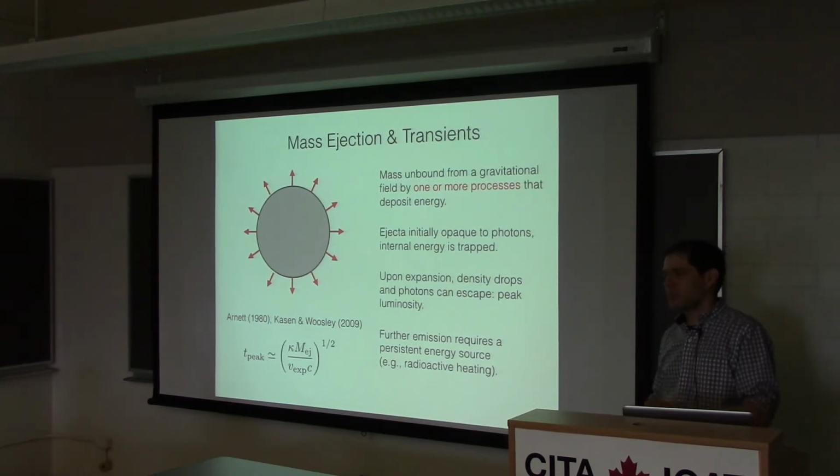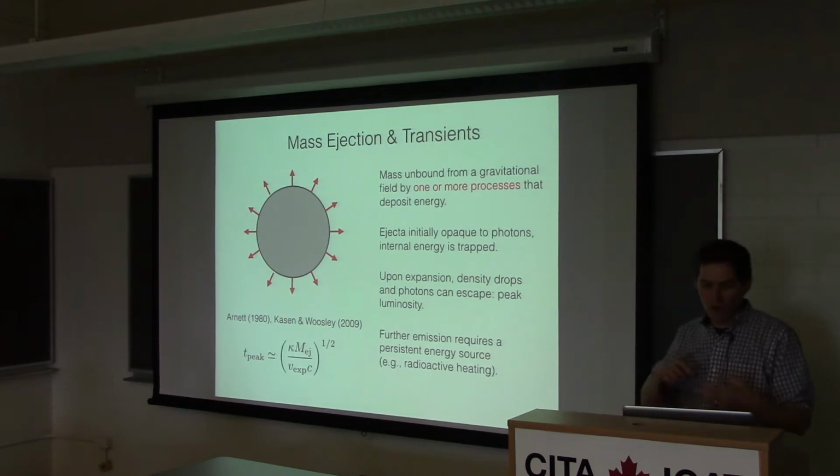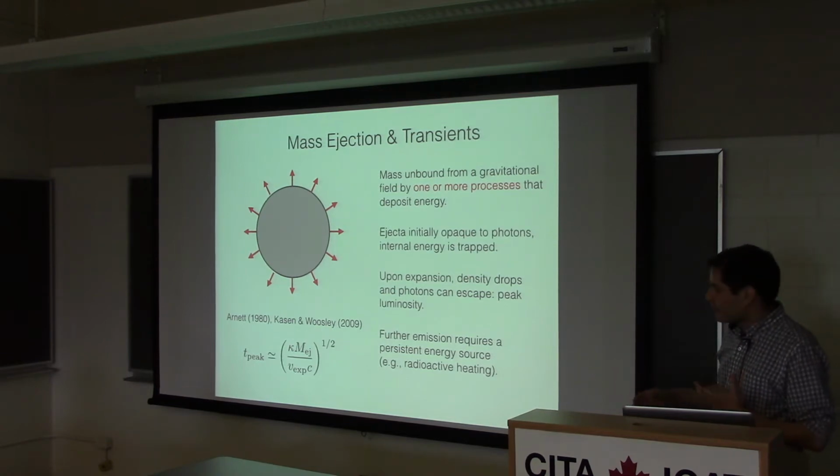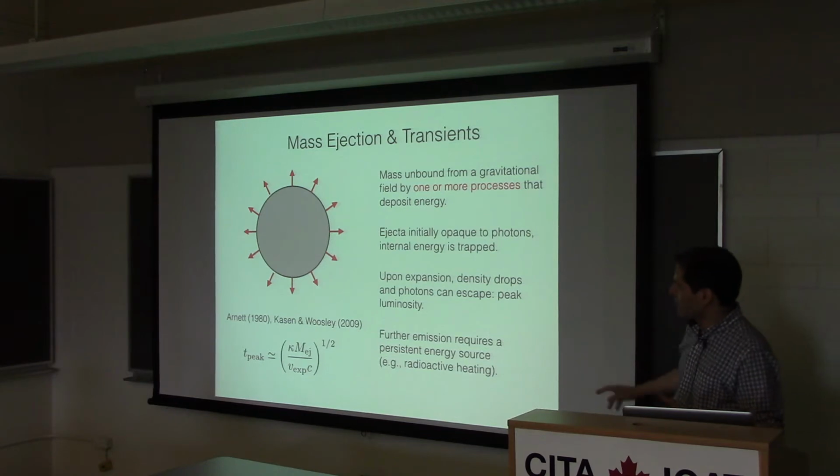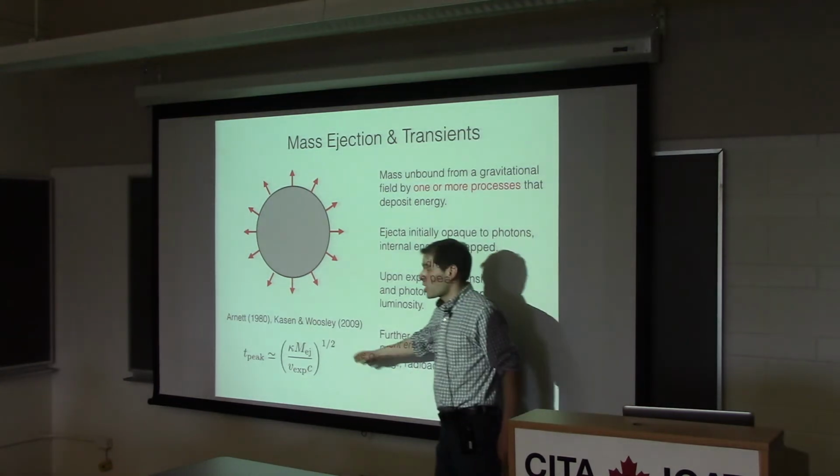You can understand type Ia supernovae, core collapse supernovae, and kilonovae in the case of neutron star mergers with that general formalism. Now, there are subtleties associated with that. It's not just so simple. For instance, this estimate was derived for a constant opacity.